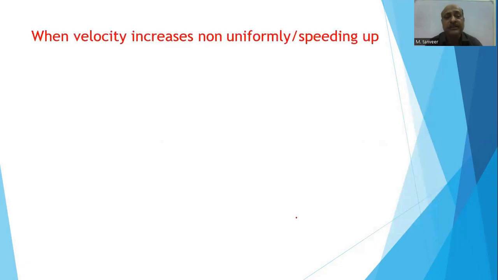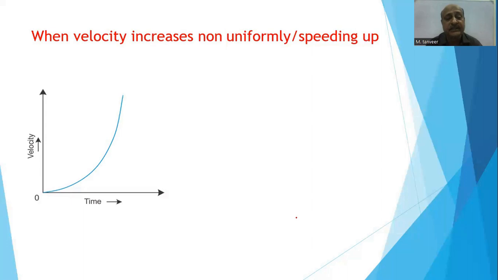Next, when velocity increases non-uniformly, velocity is increasing, speeding up a body, but it is not uniform. Sometimes it is increasing speed more and sometimes it is increasing speed less. But speed is always increasing, then velocity time graph will attain this shape.